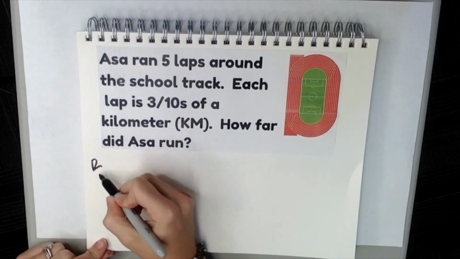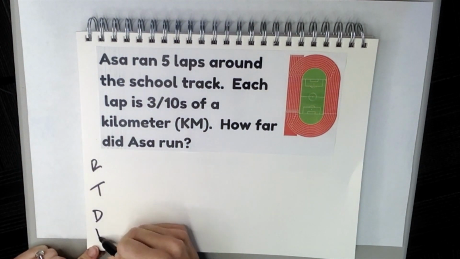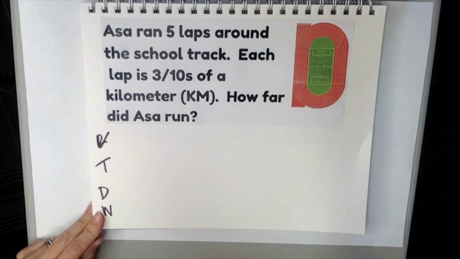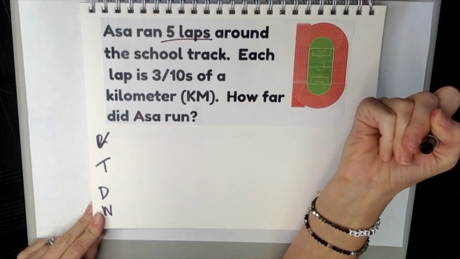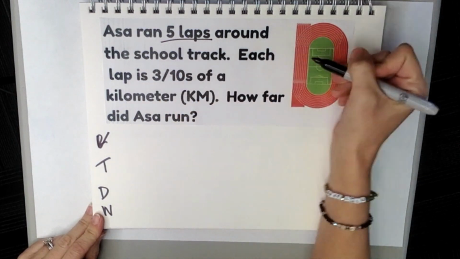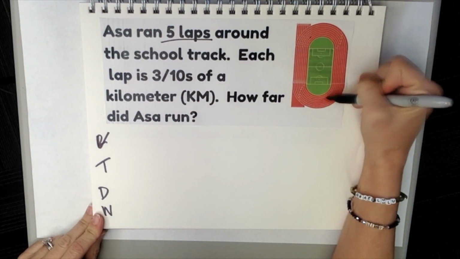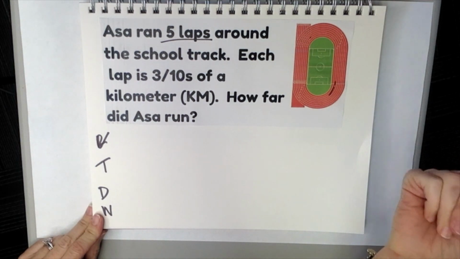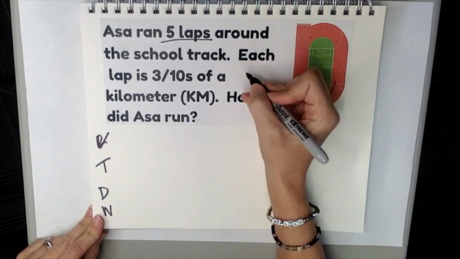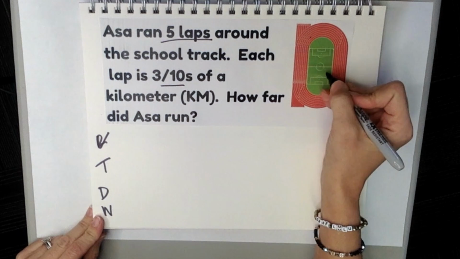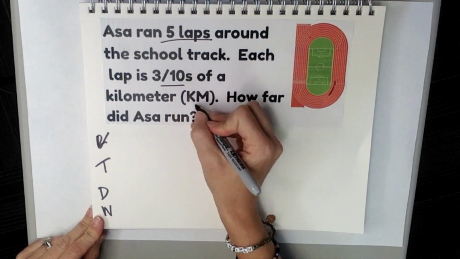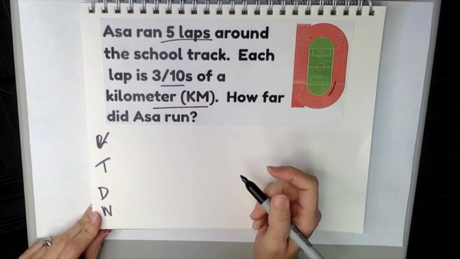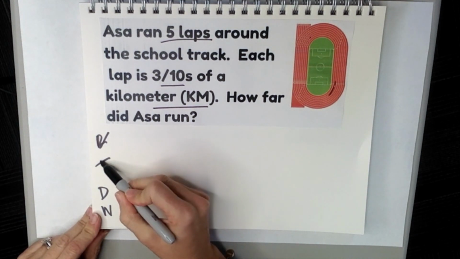Well, read, think, draw, write. All right, so we read it. So we know 5 laps is important, and we know every time he goes around, here's an image to help us, that's 3/10 of a kilometer. So one circle around is 3/10 of a kilometer, and they even included the abbreviation. How far did Asa run? So we want to know the total distance.